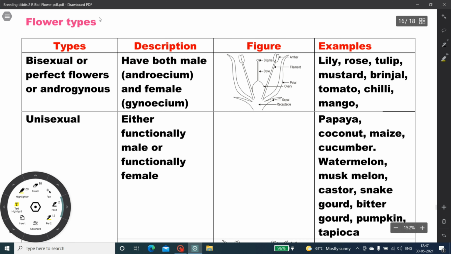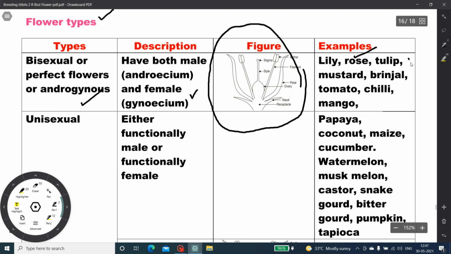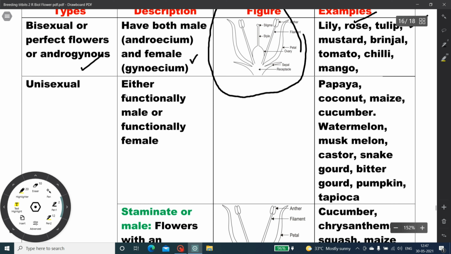Next are flower types, such as bisexual or perfect flowers, or androgynous flowers. This type of flower has both the male androecium and the female gynoecium in the same flower, and this is the typical diagram for a bisexual flower. The examples are lily, rose, tulip, mustard, brinjal, tomato, chili and mango.